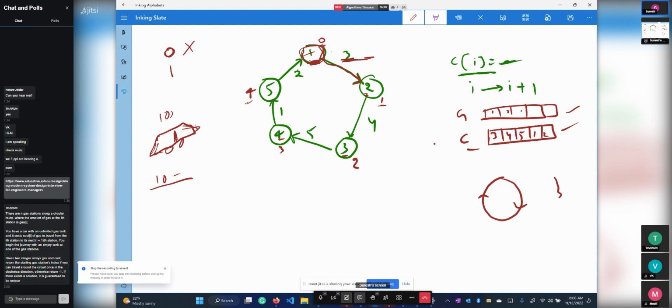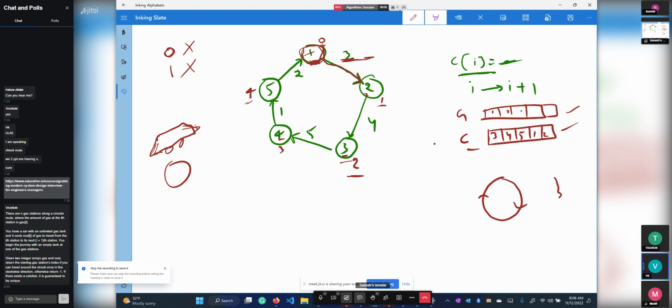Now let's see if index 1 is the answer. Let's start again with an empty car, go to location 1, and take all the 2 gallons, or 2 liters. Can you go to index 2? Again the same problem. You have 2 liters, but we need 4 liters to go to index 2, or station number 3, right? So this one is also not a good starting point. Are you guys following?